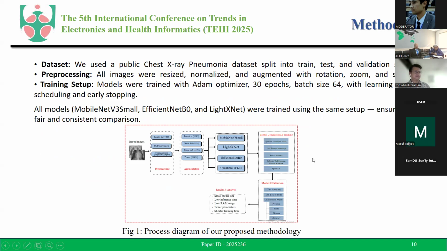Here is the methodology. We use a public chest X-ray pneumonia dataset, which is split into three parts: train, test, and validation. For pre-processing, we resize the images, normalize them, and then augment with rotation, zoom, and shift. For the training setup, we use the Adam optimizer, and the model is trained up to 30 epochs with a batch size of 64, with learning rate scheduling and early stopping. All models that were experimented, MobileNet V3 Small, EfficientNet B0, and LightXNet, were trained using the same setup, ensuring fair and consistent comparison.